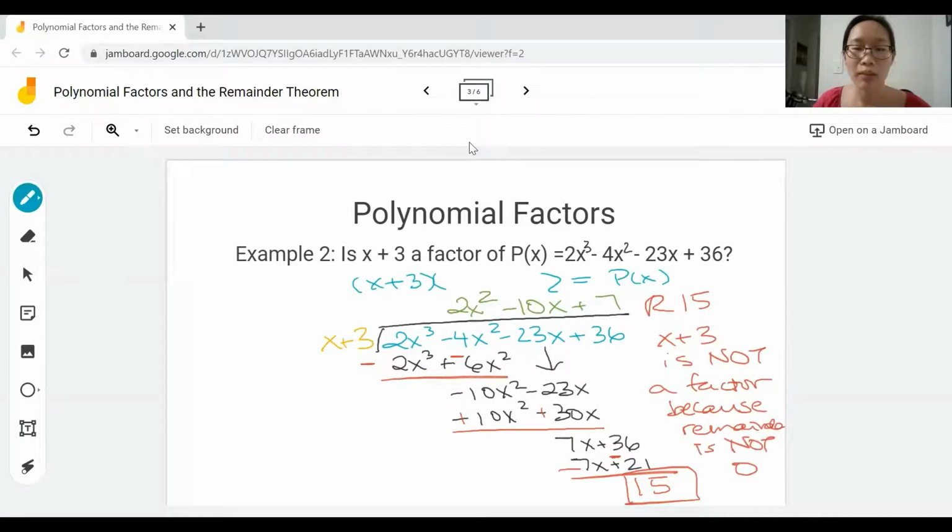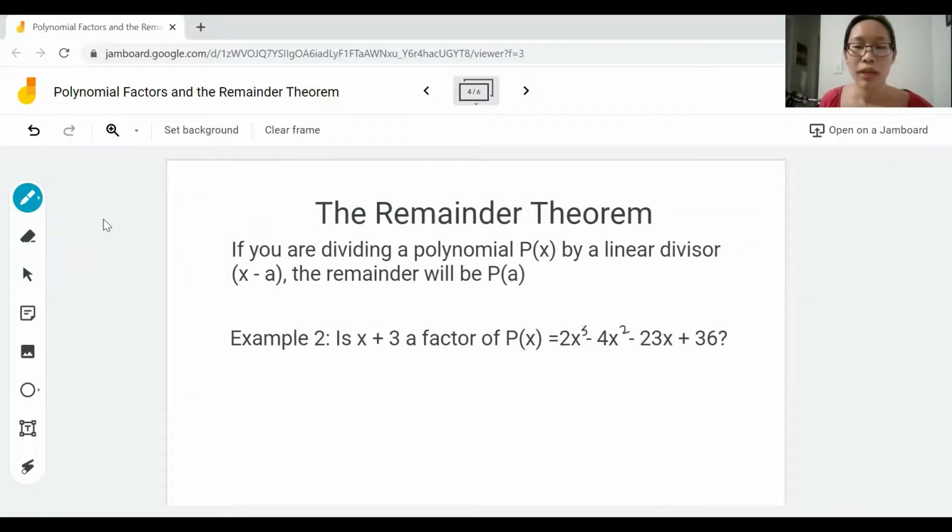If division is something that's challenging for you, there is actually another way to find the remainder without dividing, and that's by using something called the remainder theorem. So what the remainder theorem says is if you're dividing a polynomial p of x by a linear divisor, x minus a, the remainder will be p of a. What does this mean? Let's break it down.